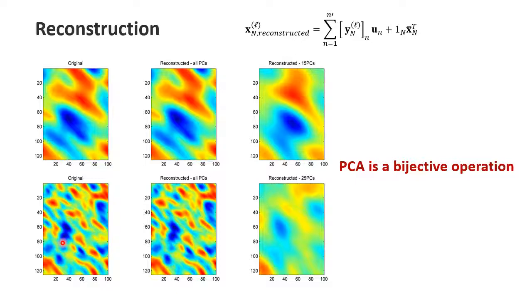If your original image is highly varying, and it's logical that you need more principal components in order to make that reconstruction. So for that reason, because we can go from high dimensional to low dimensional, and then uniquely back from low dimensional to high dimensional, we call PCA a bijective operation.